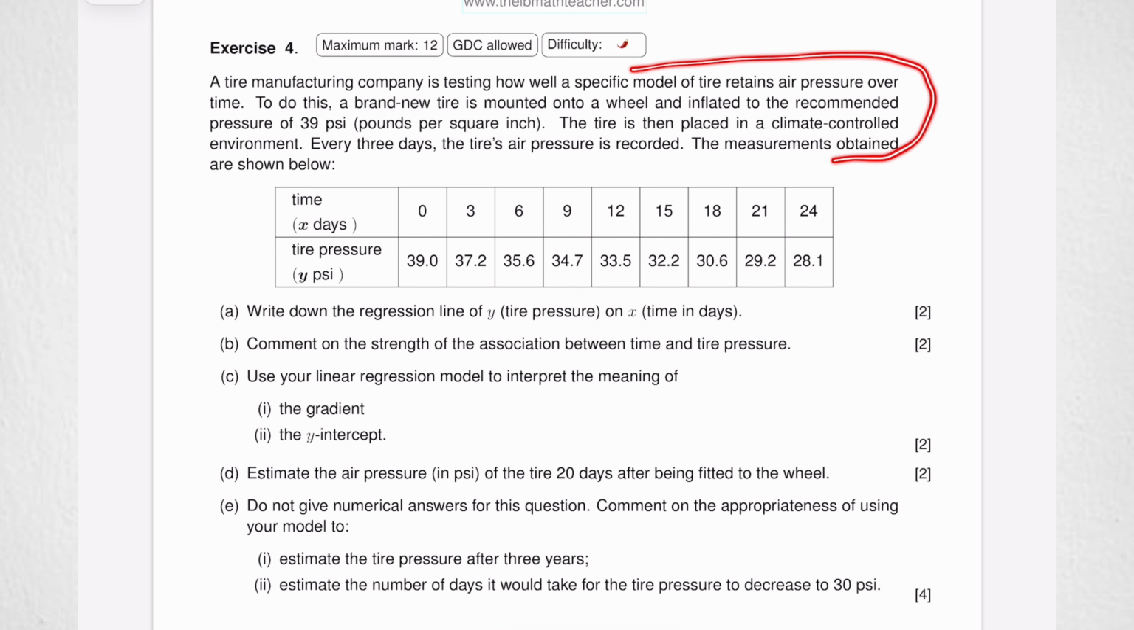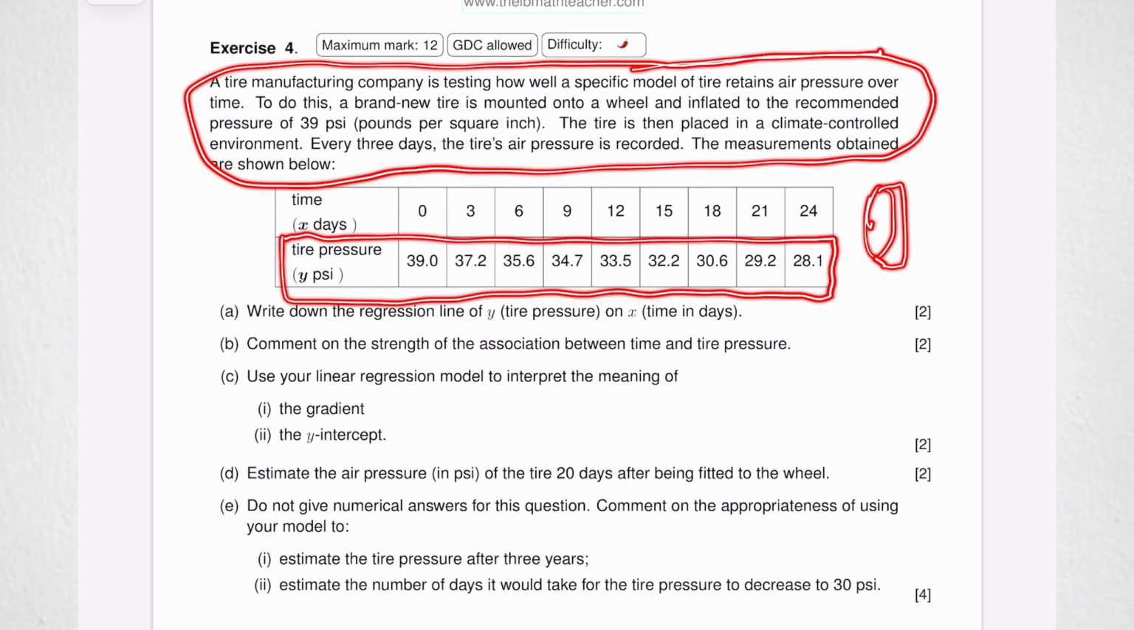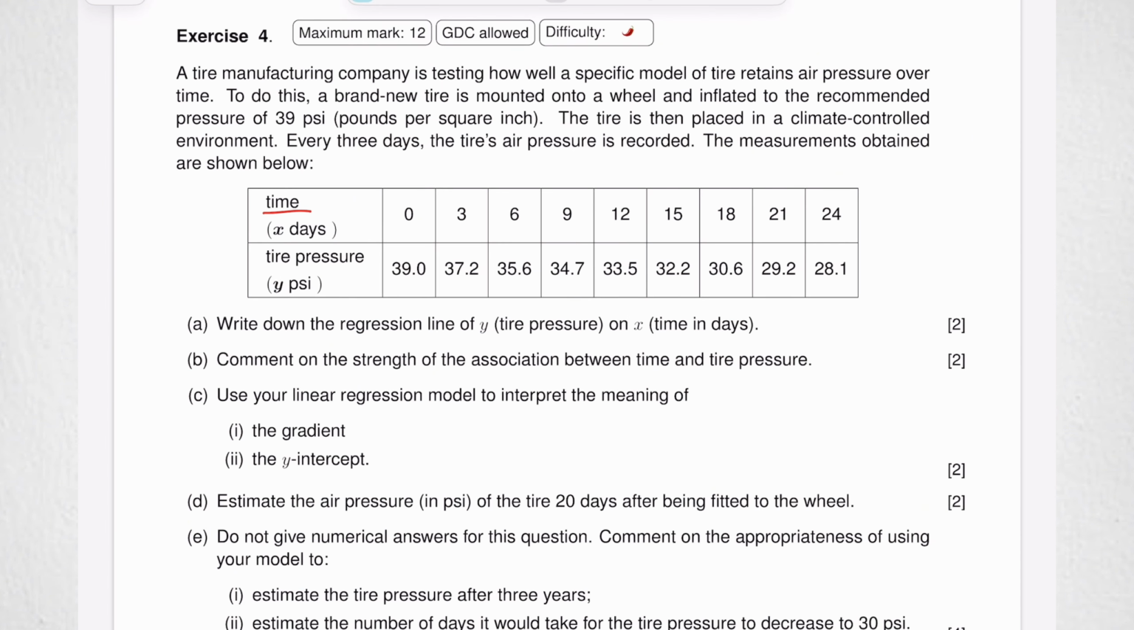Now, we have a tire manufacturing company that is, in a nutshell, testing whether the tires maintain or hold the air pressure. So they take a tire and just leave it there for a few days and see how the tire pressure reduces with respect to time. Now, over here we have time measured in days, and x is used to specify the number of days. And we have tire pressure being modeled by the variable y. So y as a function of x measures the tire pressure as a function of the days that it is stored in this climate-controlled environment.